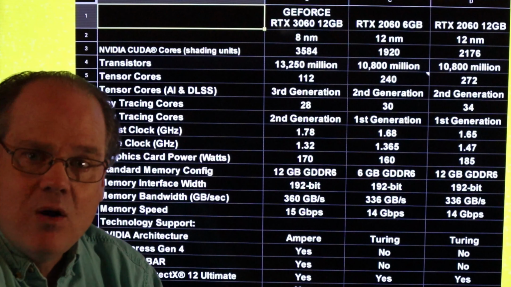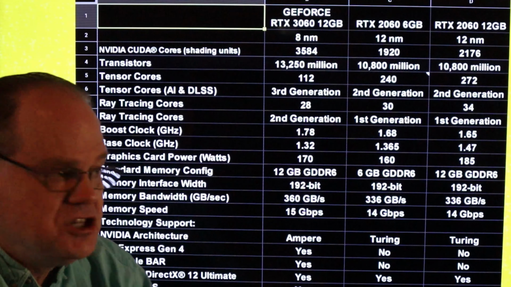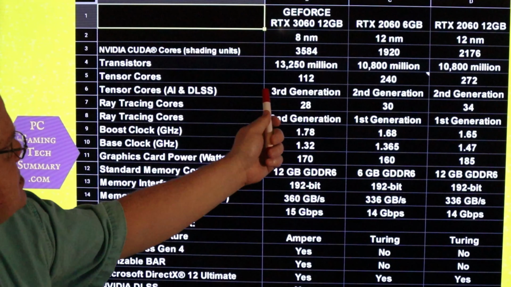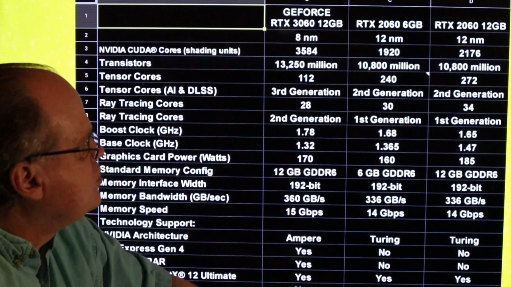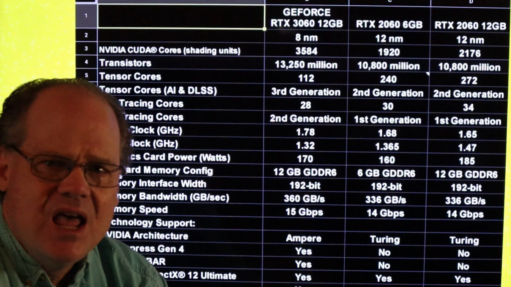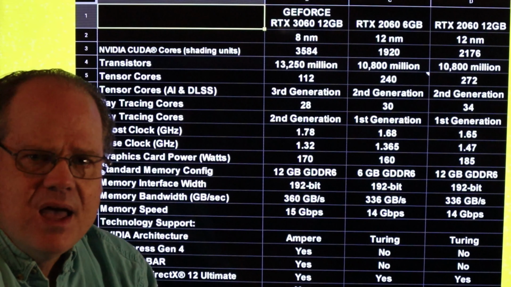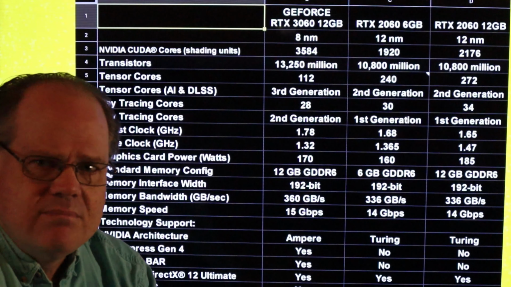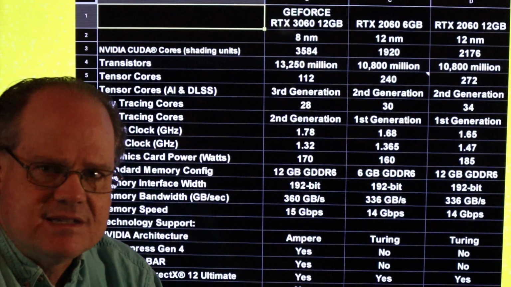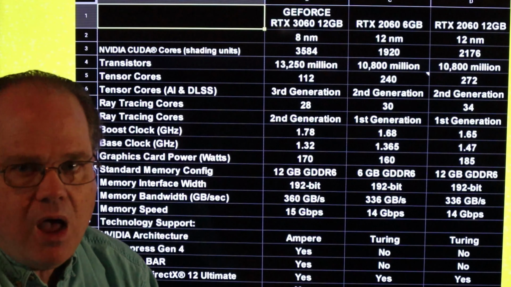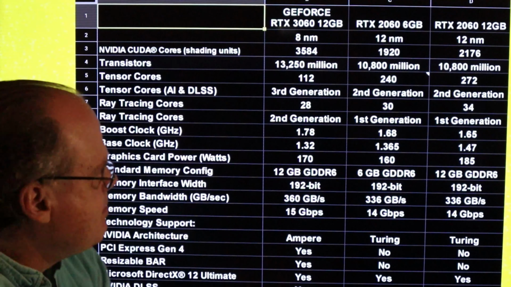So what does that mean? Well, don't panic. It's different technology. Tensor cores on the 3060 are third generation, and we've got the 2060 on the second generation. So just think of it this way: you've got two cars, same name, same brand and everything. One car's got a 4-cylinder, the other car's got a 6-cylinder. Which one do you want? Well, it depends, doesn't it? Keep that in mind.